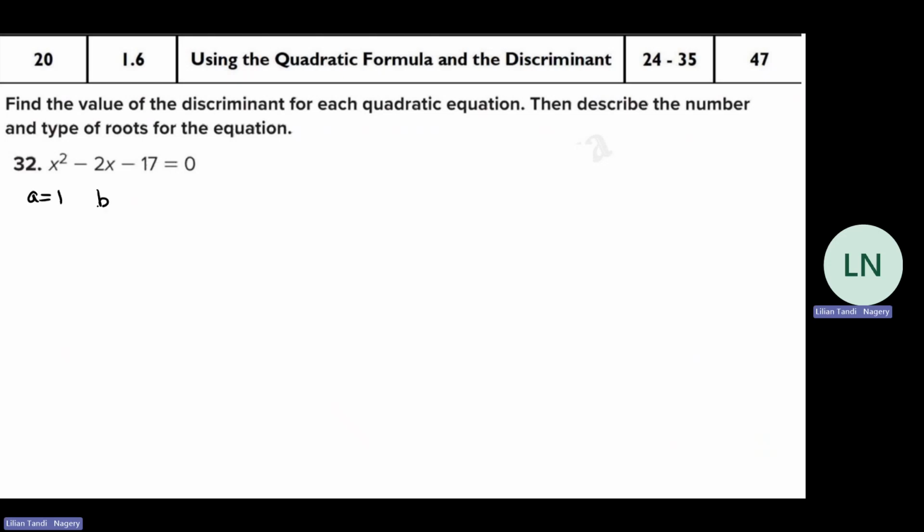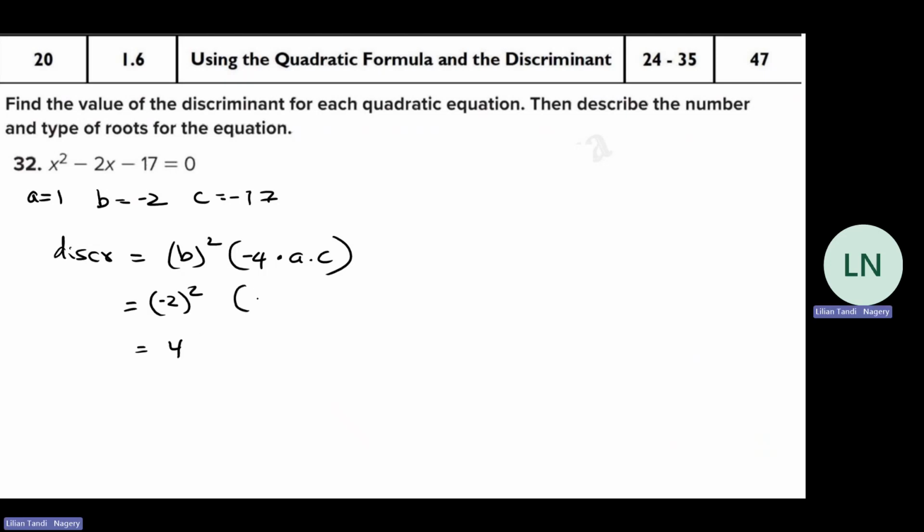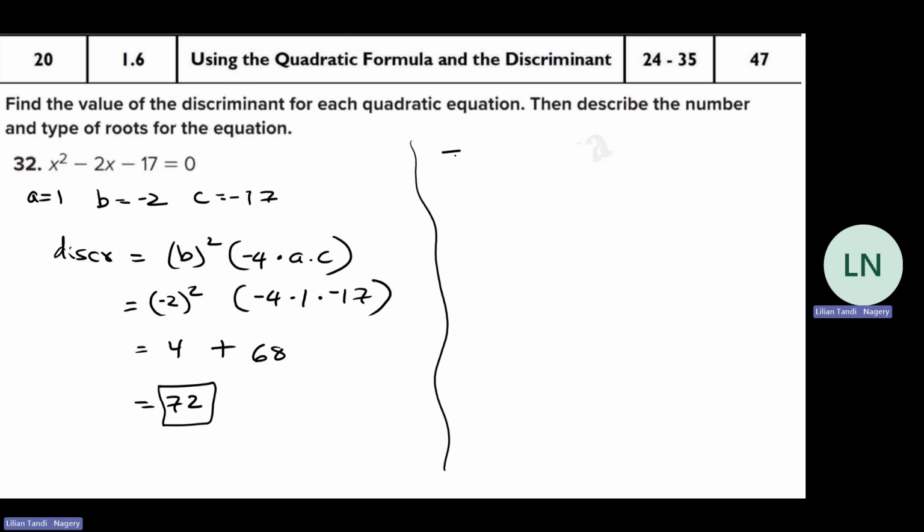A is 1, B is -2, C is -17. Discriminant, B squared minus 4AC. Negative 2 squared, that gives me 4. Negative 4 times 1 times negative 17 gives me positive 4 times 17, 68. That should give me 72. Okay. Box your answer. 72 is not a perfect square.